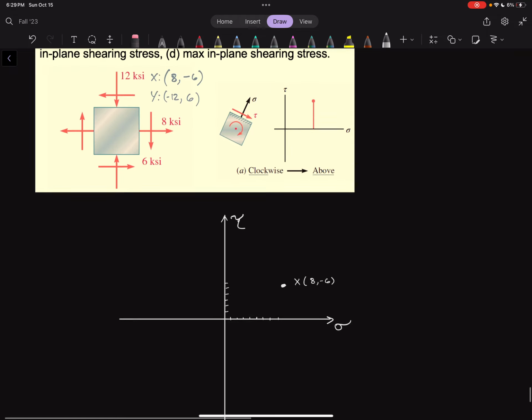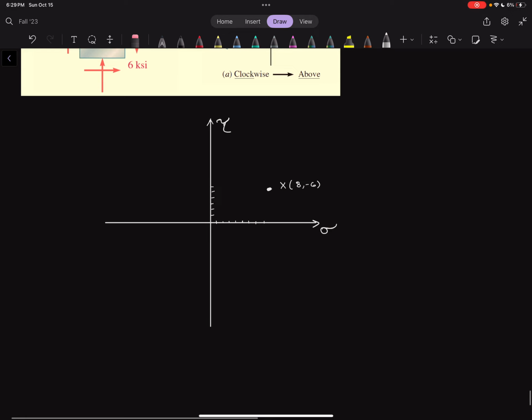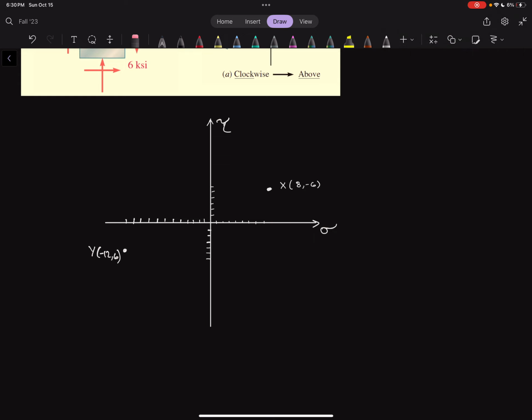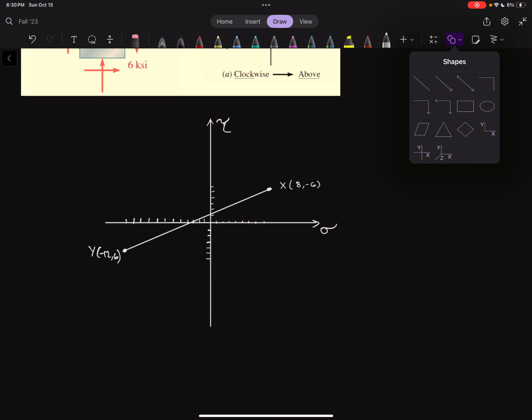For my y face, I'm going to get negative 12 and 6. So negative 12, 1, 2, 3, 4, 5, 6, 7, 8, 9, 10, 11, 12, and 6, 1, 2, 3, 4, 5, 6. My y face, negative 12, comma 6. Well, now we can connect them together. So let's go ahead and connect them and create a large circle.